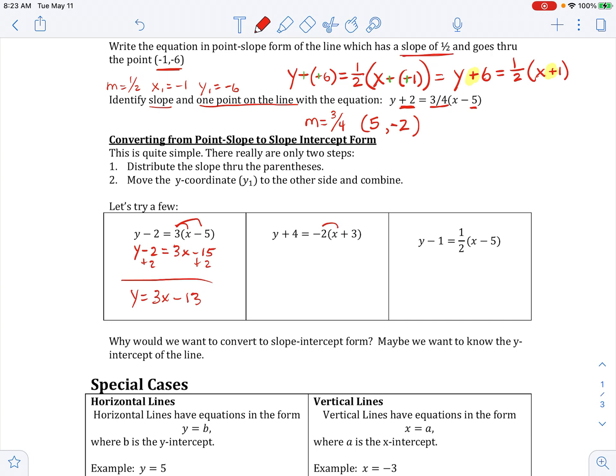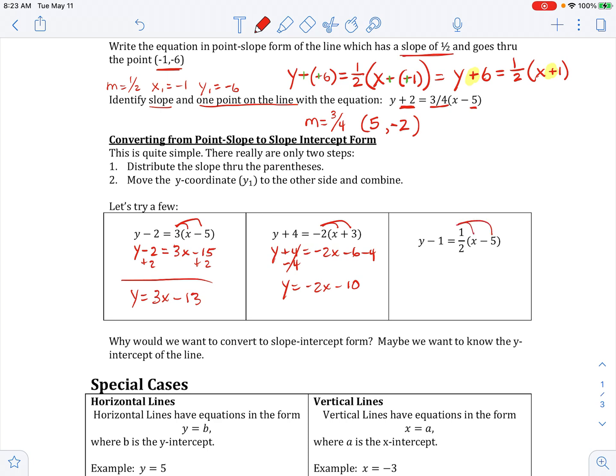Let's try another. Distribute through, y plus 4 equals negative 2x minus 6, and then we're going to add or subtract a constant from both sides, right? And we get y equals negative 2x minus 10, and suddenly we know that negative 10 is the y-intercept.